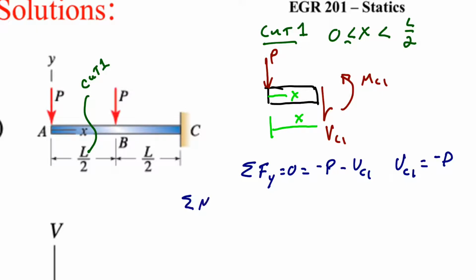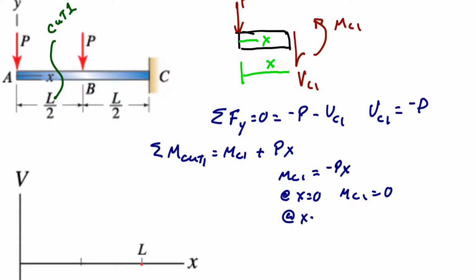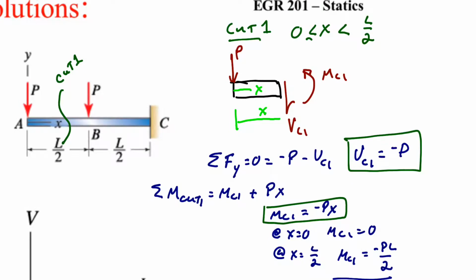Next, we will sum our moments at the cut 1. We have MC1 plus P times x. MC1 equals A minus Px. Evaluating that, we find that at x equals 0, our MC1 is equal to 0. And at x equal to L over 2, our MC1 is equal to negative PL over 2. So just real quickly, this is our equation for the shear and moment as a function of x between 0 and L over 2.